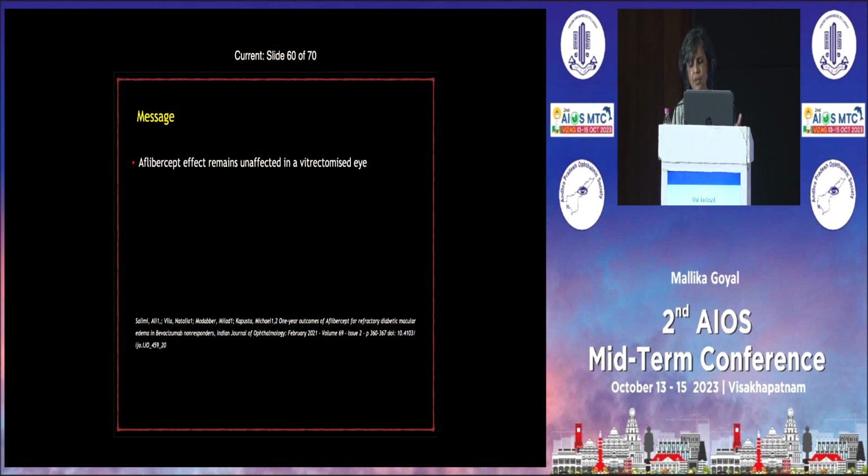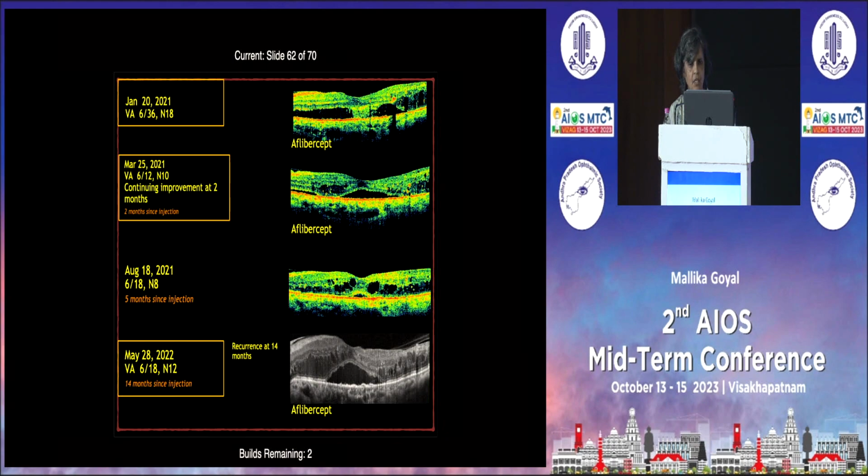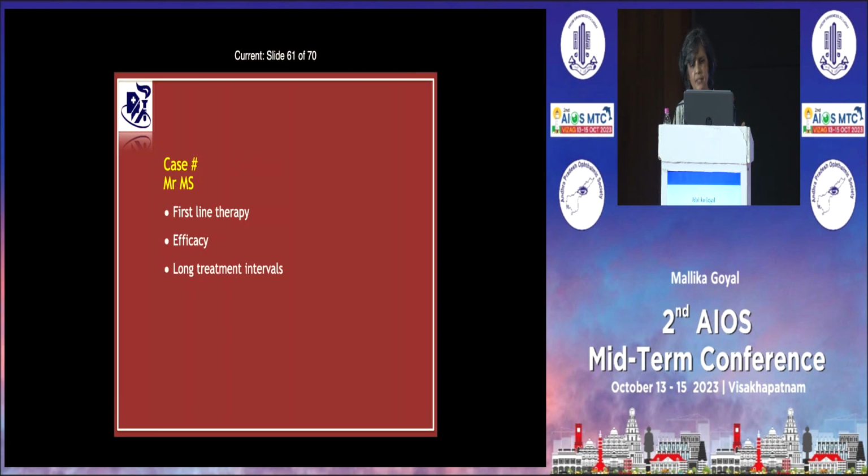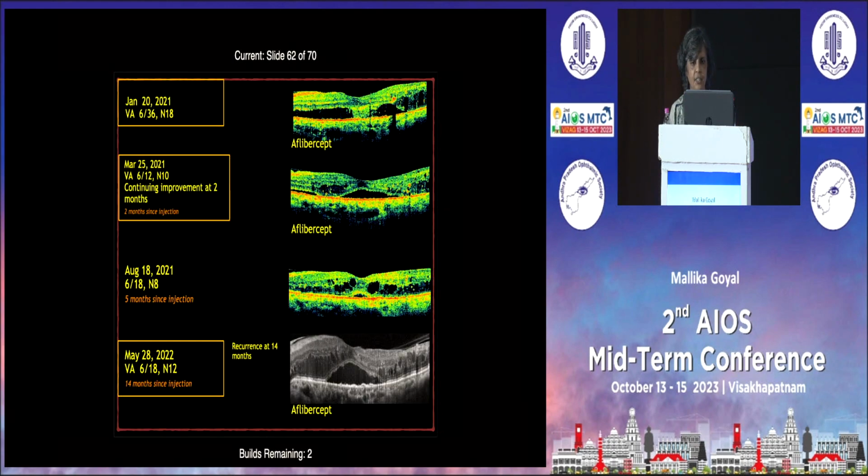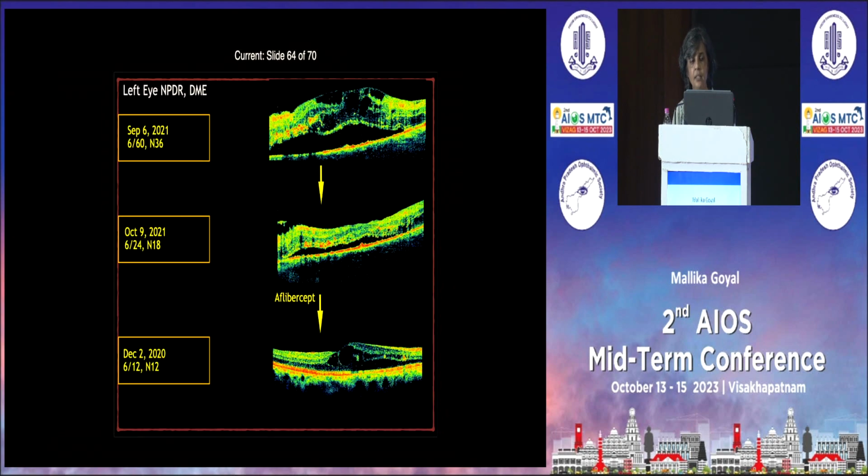Most of the time when we try to give steroid in these patients, at least 30 to 40% patients, the pressure goes high. So now we use it as a first-line therapy, as I said. We don't really spend time with other agents. And you can see with 1 injection, the vision is going on improving, and even at 5 months, the vision has improved to N8. And the recurrence has happened only at 14 months after the last injection. And the other eye has responded like this. We gave in 1 eye, and you see the other eye with marked vision improvement.